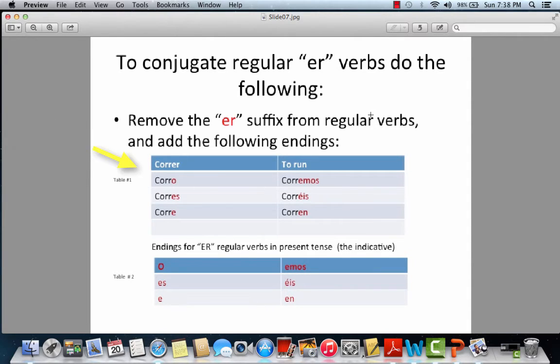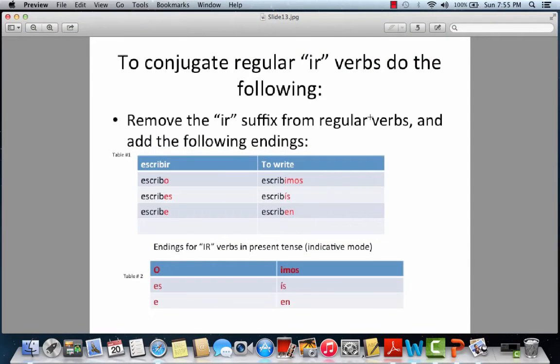In table number 1, the verb correr has been conjugated with the appropriate endings. Corro, I run. Corres, you run. Corre he, she, or usted run. Corremos, we run. Corréis, you all run. And corren, they run. And this is how you conjugate an ER verb.